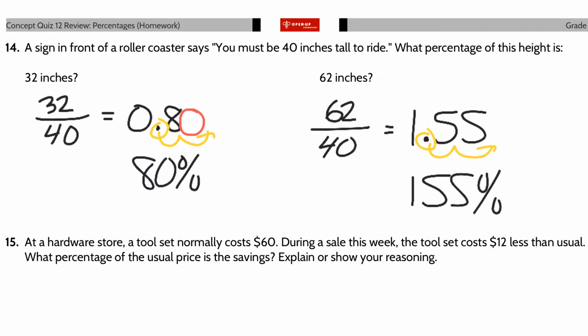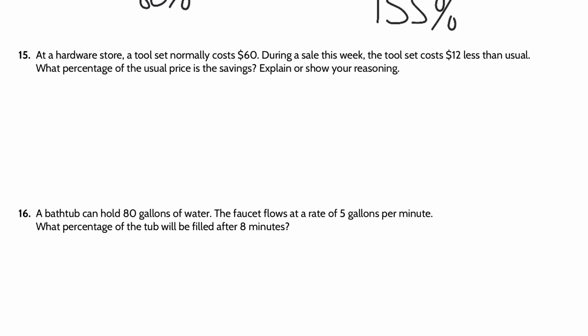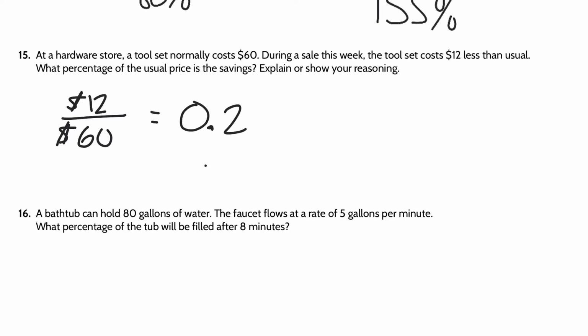Let's continue on. At a hardware store, a tool normally costs $60. During a sale this week, the tool set cost $12 less than usual. What percent of the usual price is the savings? Well, the $12 is the savings, right? That's out of a cost of $60. So if we were to take 12 and divide it by 60, we're going to get that percentage we're looking for, which is 0.2, which is 20%. Remember, we need to move our decimal place over 2 times to the right. So 20% is our solution because 20% represents the $12 less, which represents the savings.